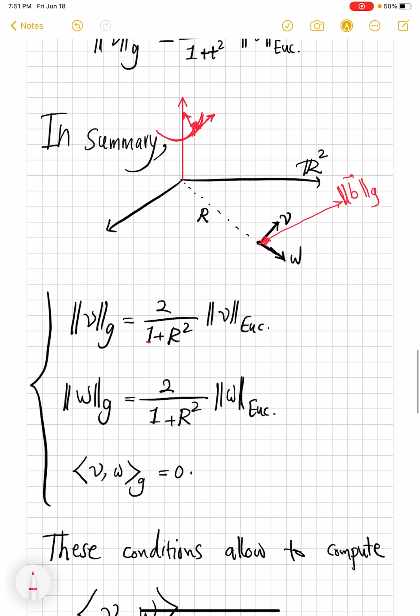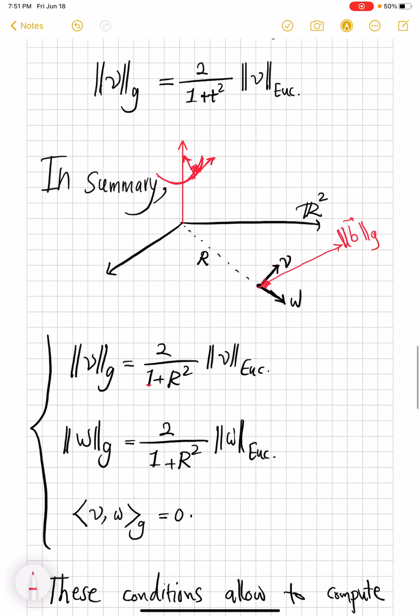So this G is not just a norm, it's a dot product, and the norm of a vector is just V dot V and then square root. So now under these three conditions, I can actually compute this, because what I will do is rewrite B as a linear combination of V and W.